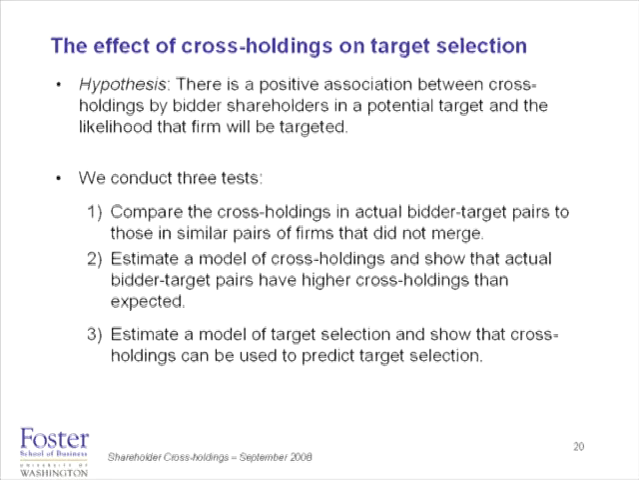So we've got otherwise similar bidders, otherwise similar targets. We've got the actual pairing and the other potential pairings, and we're asking, is the actual pairing the one that had the highest cross holdings?